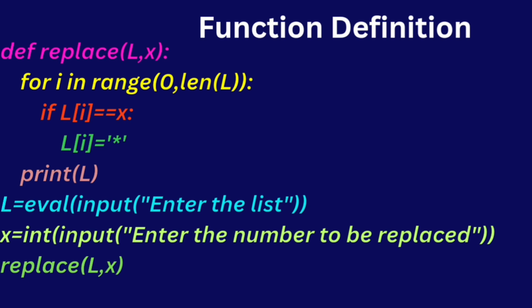So using the eval function, we will enter the list. x is equal to int input, enter the number to be replaced. Then we will call the replace function. So by passing L, x, the list and the number to be replaced, we will write the function definition.